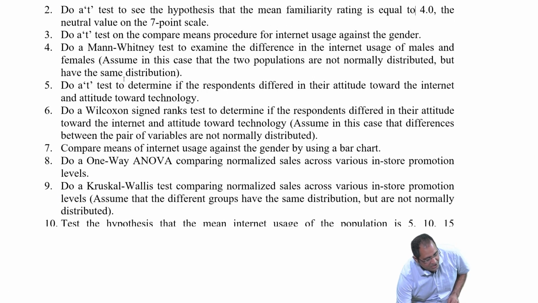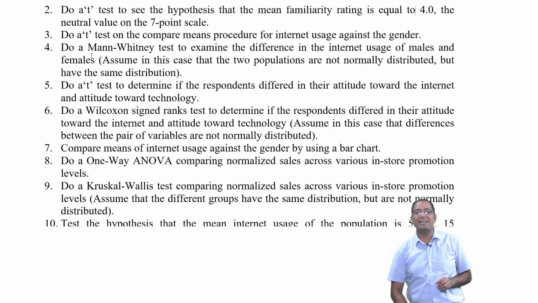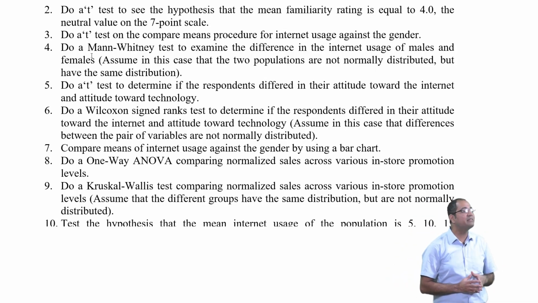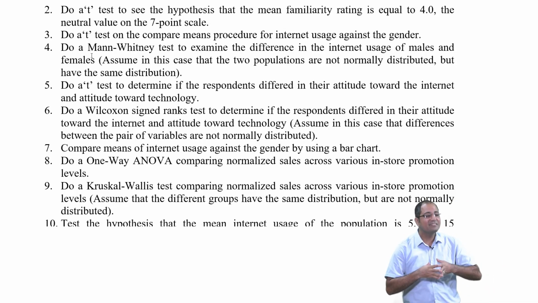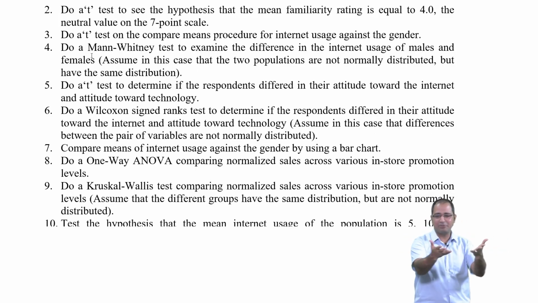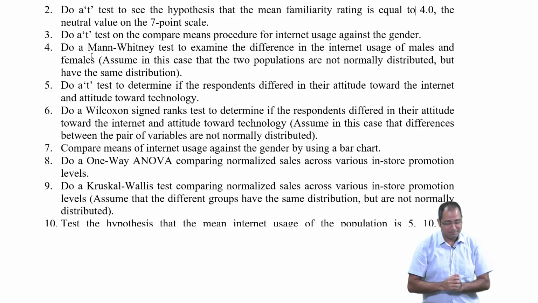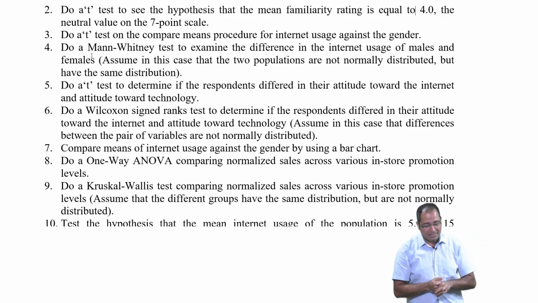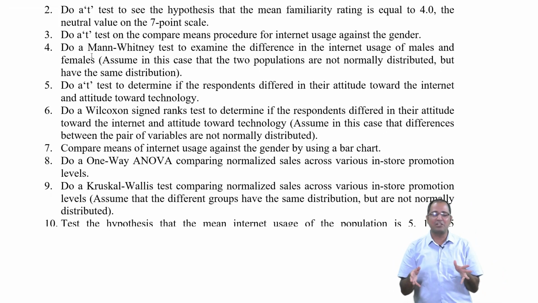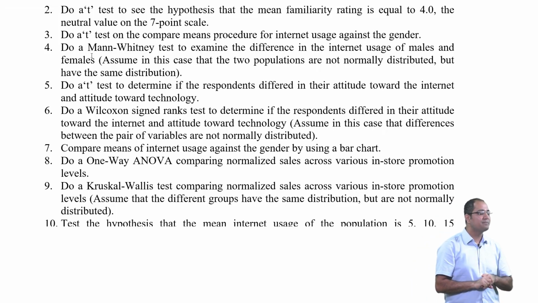The next one, the fourth one, is to do a Mann-Whitney test. Now what is this animal? Mann-Whitney, this must be a person. I'm sorry, I'm just saying this test. What is this new test? So a Mann-Whitney test to examine the difference. So now it is the same. It is saying do the same, but it's non-parametric.